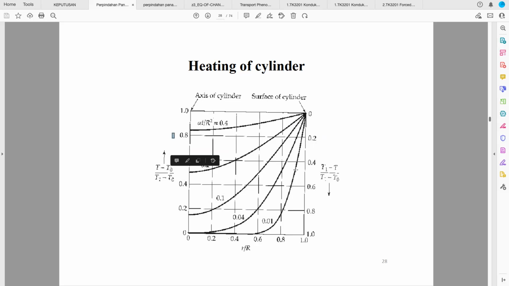So if you want to know the temperature profile within the radius, and also the temperature and the time, you can see these are going to be the profiles. This is again just one example or application of the equation of energy, and then we can get this type of drawing.